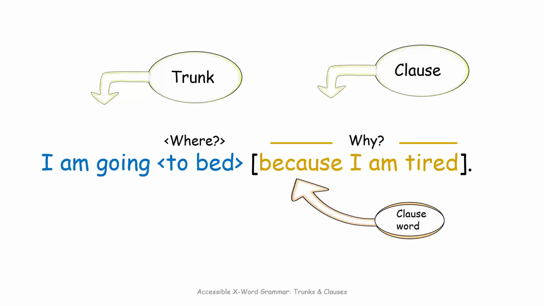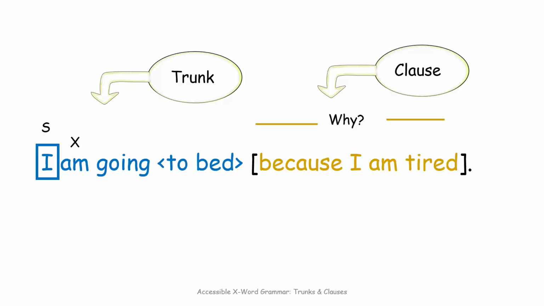Let's mark all of the words in the sentence. I is the subject, am is the X word, and going is the main verb. The answer to where is a prepositional phrase, to bed. The question why is answered by a clause. The clause word is because. Then come the subject and X word of the clause.